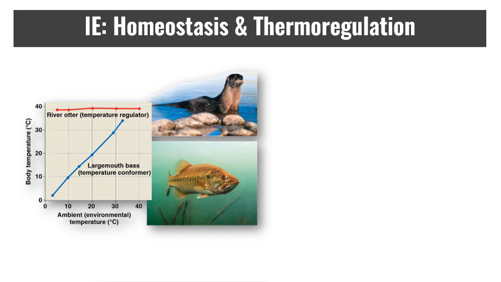Animals can be regulators or conformers for particular environmental variables. In this example, we have river otters, which are temperature regulators, whereas largemouth bass are temperature conformers. Endothermic animals like birds and mammals use metabolic heat to regulate their body temperature, whereas ectothermic animals like snakes and most fishes gain most of their heat from external environments.